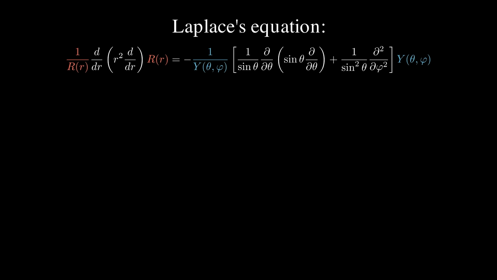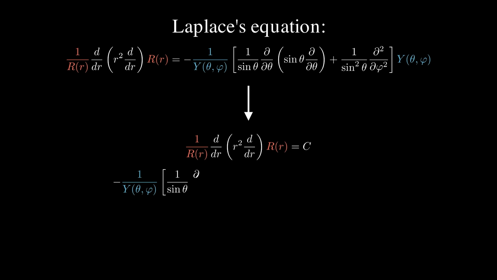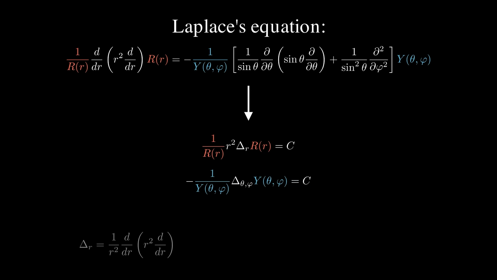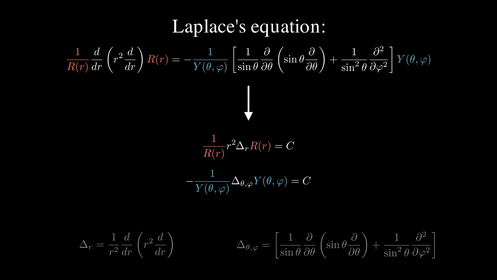Now, since both sides of the equation depend on different variables that can vary independently, the equation can only be satisfied if both sides are equal to a constant c. In these equations, the operator acting on our function R can be written as r squared times the radial part of the Laplace operator, while the operator acting on Y can be written as the angular part of the Laplace operator. We therefore obtain the following equations for R and Y.